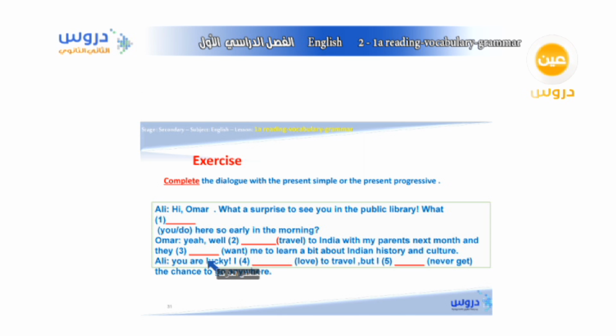And he said, Omar, yeah, well, I'm traveling to India with my parents. I am traveling. That's right. I'm traveling to India with my parents next month. And they, simple present, want me to learn a bit about Indian history and culture. Ali, you're lucky. I love to travel. That's a fact. But I never get the chance to go anywhere. So Ali likes to travel, but he can't go anywhere because he doesn't have the chance.